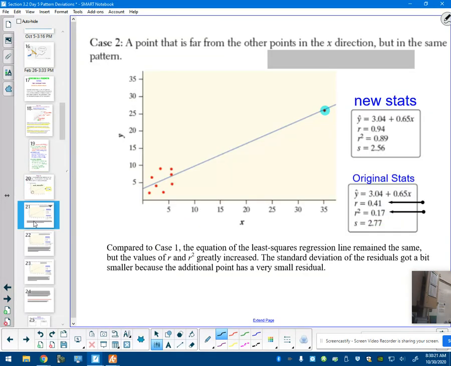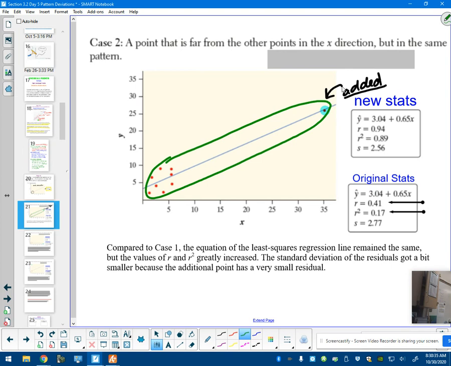Now look immediately to your right. Here's case two. We've just added this point. Now look how the ellipse has changed. It really looks pretty skinny now. We just went from 0.17 up to 0.89. Did the equation of the line change at all? The equation of the line did not change at all.